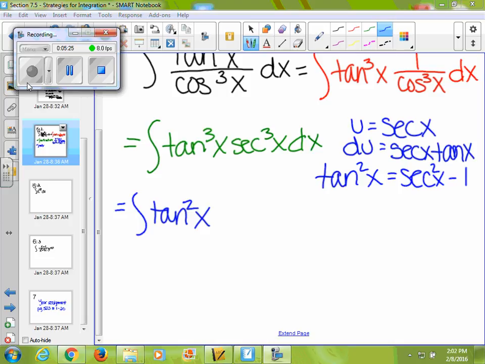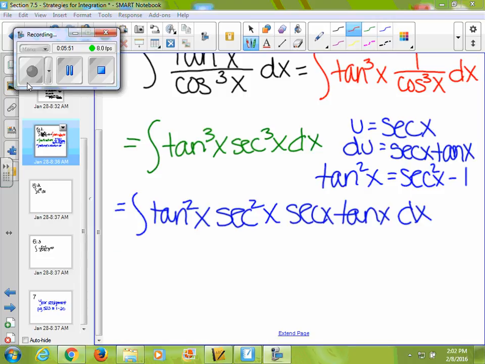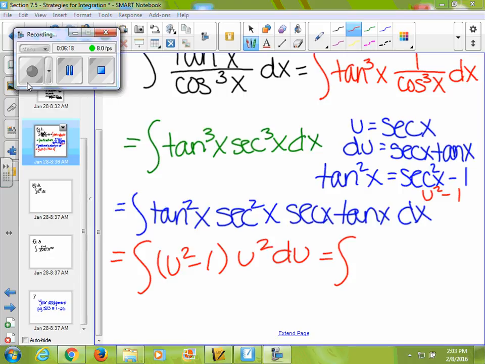If I pull out a secant tangent, I end up with tangent squared of x times secant squared of x times secant of x tangent of x dx. So all I did was factor out one secant and factor out one tangent. Then I can start using my U-substitution. Tangent squared of x is the same thing as secant squared of x minus 1, and secant we know is u, so this is u squared minus 1. Secant squared becomes u squared. And secant tangent dx becomes du. Perfect. So I'm going to distribute my u squared and get u to the fourth minus u squared du.